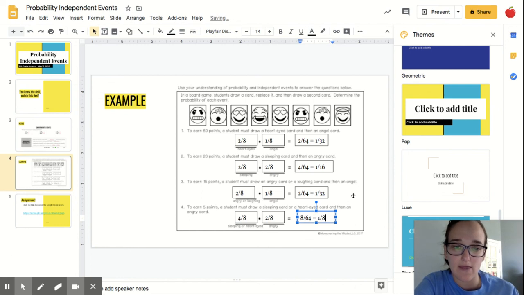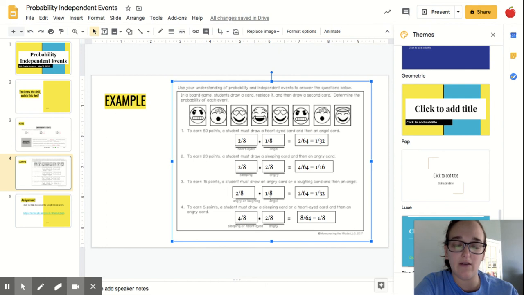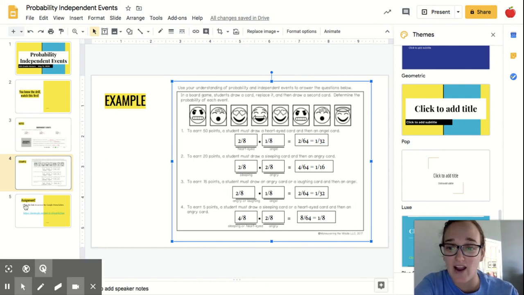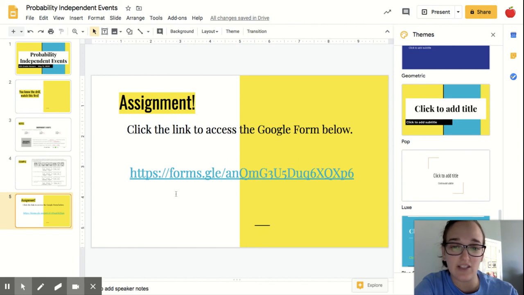I get 1/8. Okay, so it's just taking the probability of your first event times the probability of your second event. That's your answer.